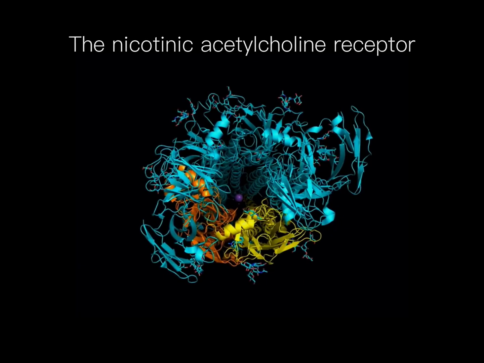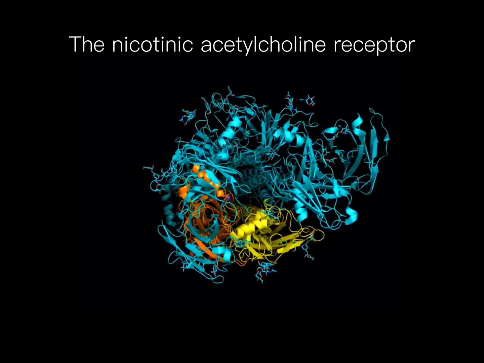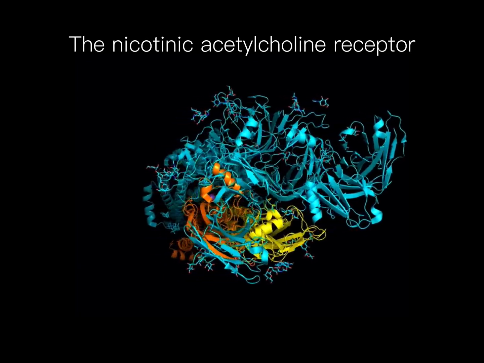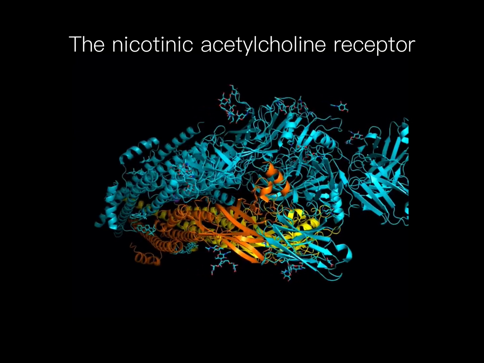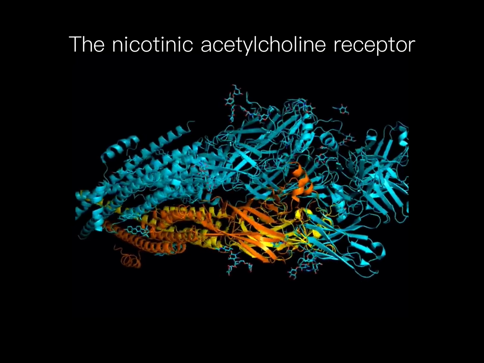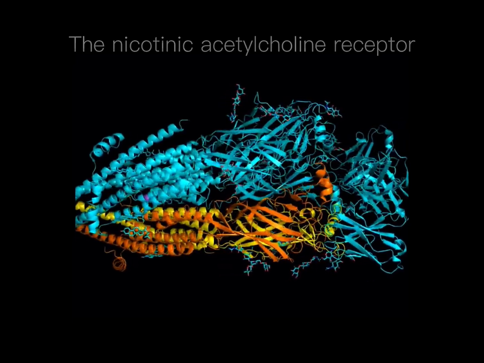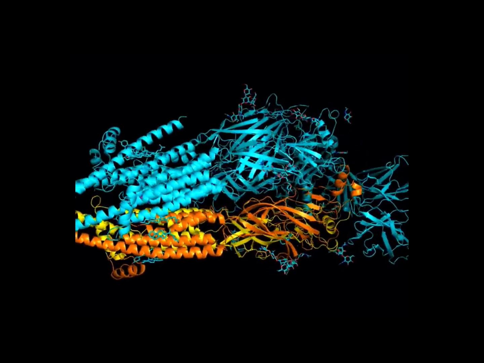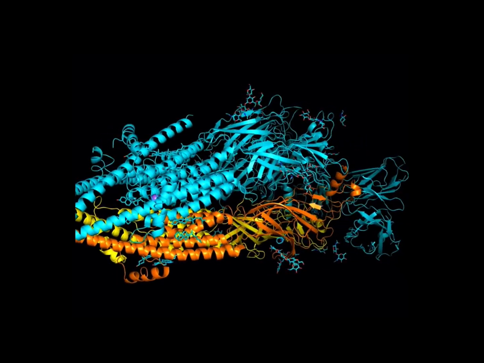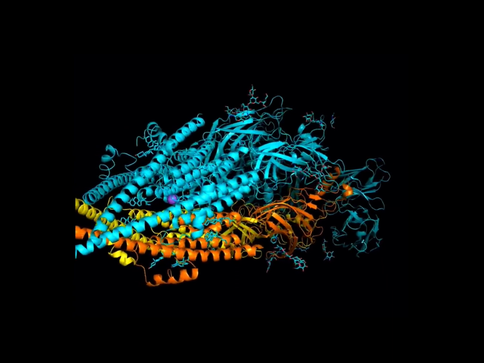The nicotinic acetylcholine receptor, nAChR, is a ligand-gated ion channel involved in neurotransmission. It catalyzes the opening of the ion channel in response to the binding of the neurotransmitter acetylcholine and nicotine, allowing ions to flow across the cell membrane. Nicotine, like ACh, is a nicotinic receptor agonist.